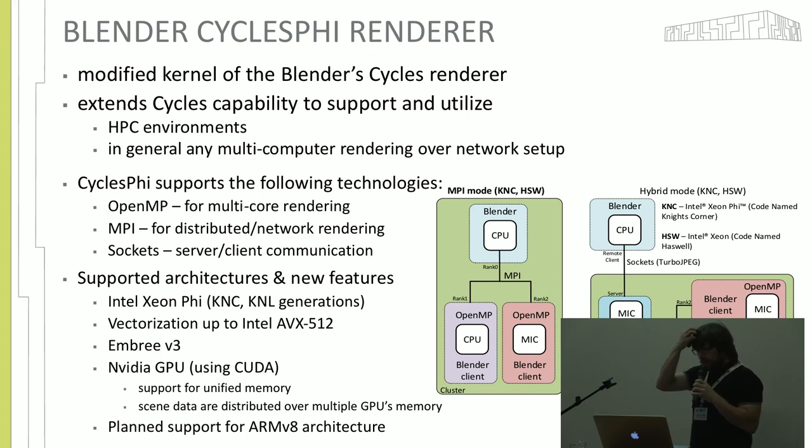Since it was designed with HPC in mind, for distributed rendering it uses MPI, which is the standard for HPC, but it can run on any network, even on Ethernet. It uses OpenMP to parallelize over the multiple cores of your CPU, and it also supports some, for a general audience, quite exotic architectures like Intel Xeon Phi, both the first and the second generation.